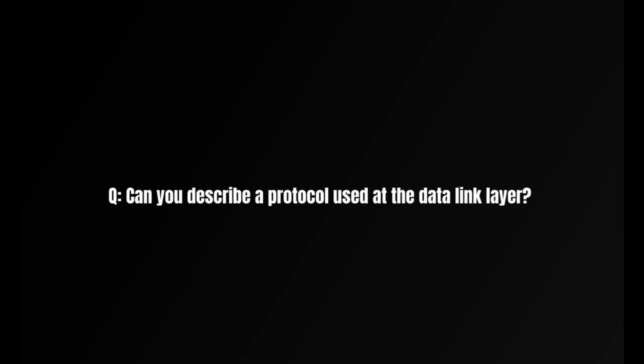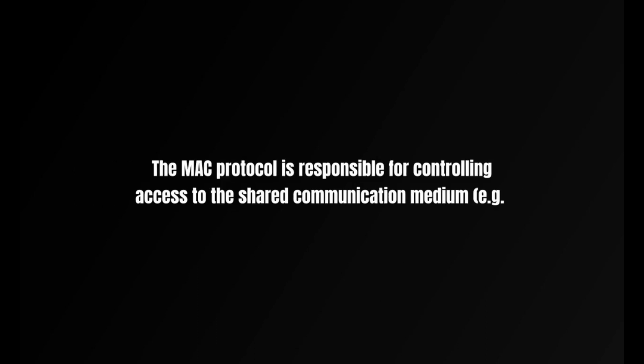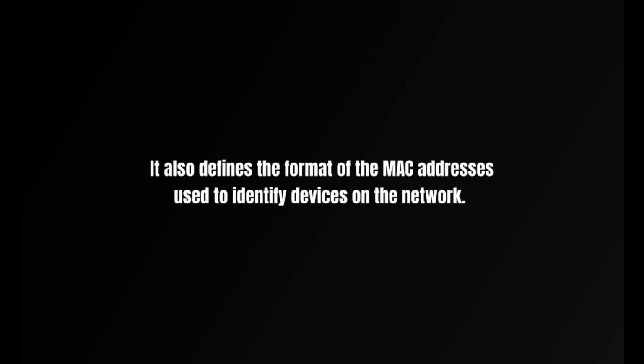Q. Can you describe a protocol used at the data link layer? A. One example of a protocol used at the data link layer is the Media Access Control (MAC) protocol, which is used in Ethernet networks. The MAC protocol is responsible for controlling access to the shared communication medium, e.g. the network cable, ensuring that only one device can transmit at a time and resolving any conflicts that may arise. It also defines the format of the MAC addresses used to identify devices on the network.